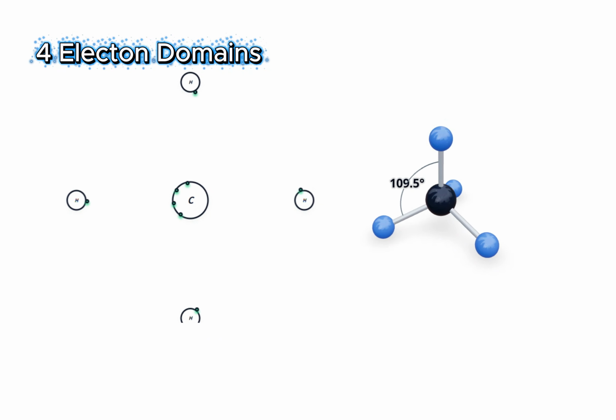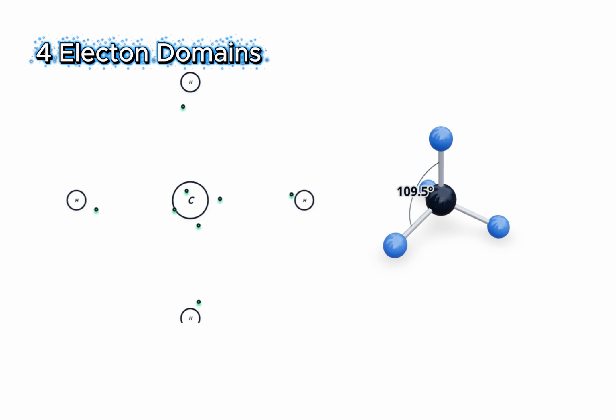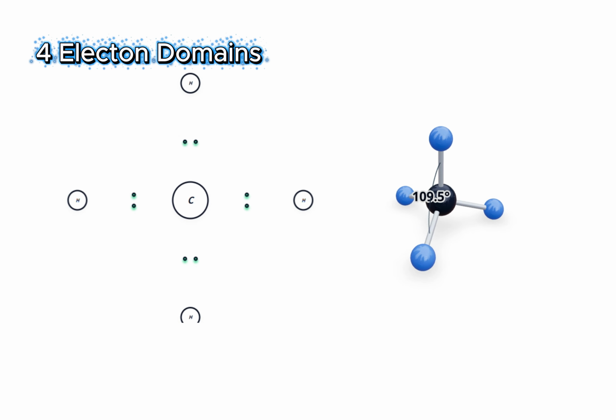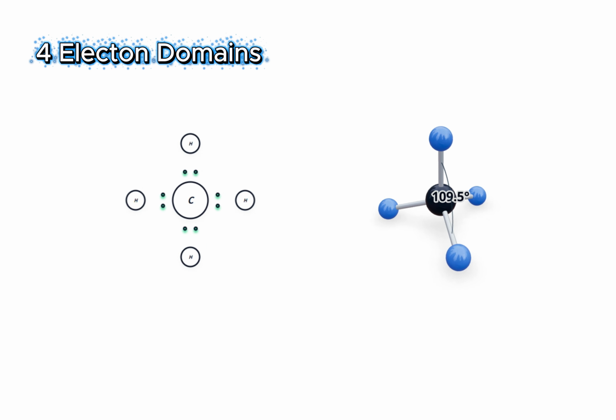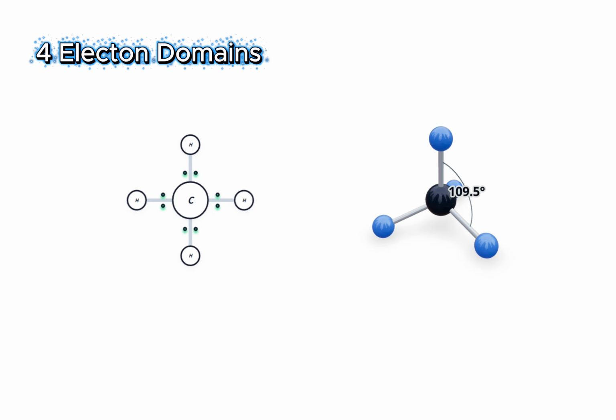Next is the case with 4 electron domains. When 4 atoms bond to a central atom with no lone pairs, they stretch out into 3D space to complete a perfect pyramid called a tetrahedral structure. The bond angle here is 109.5 degrees.